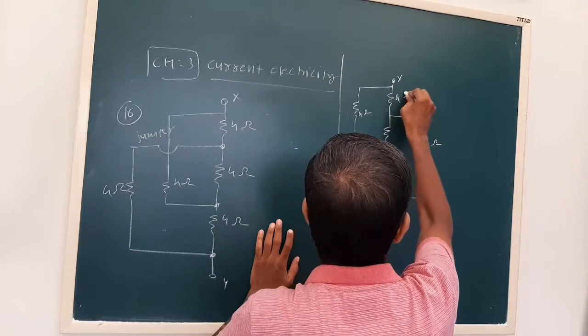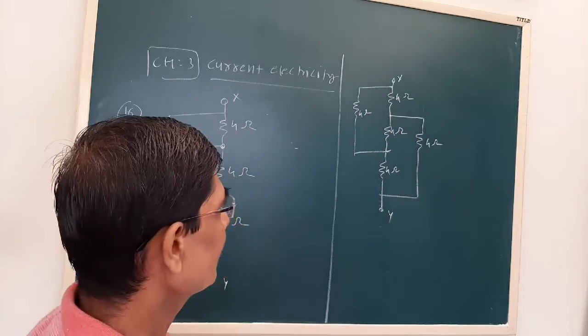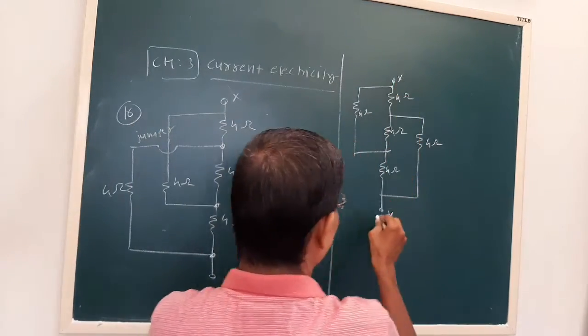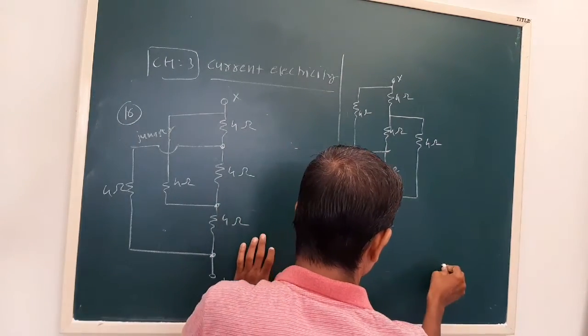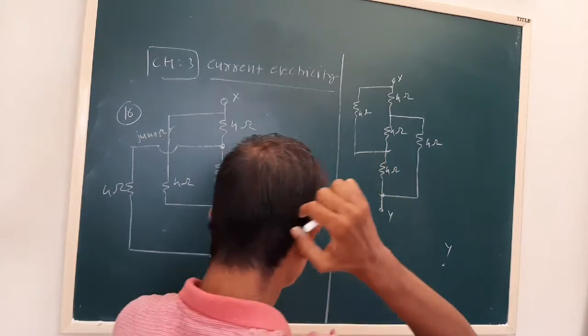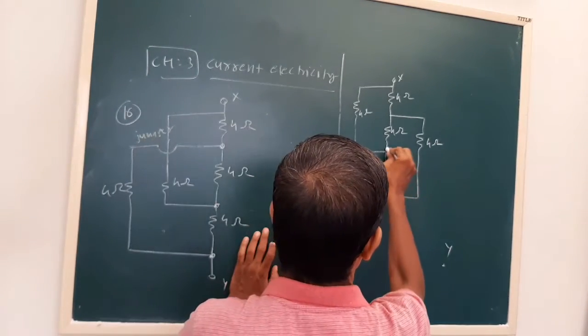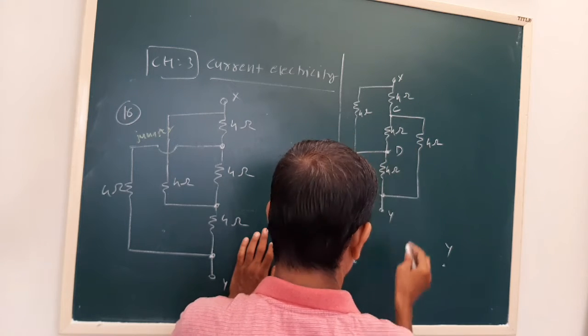Now all resistances are of 4 ohm. Now we have to find the equivalent resistance between X and Y. Now let us say this point is C and D.